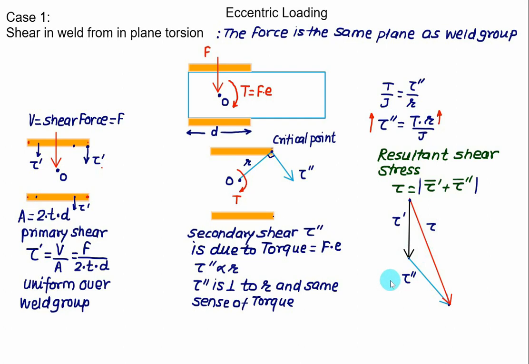Second procedure is that we can resolve the tau prime into two values. One is the horizontal component and the other the vertical component. The vertical component will be added to tau prime and the horizontal component will be added. Since the two components are perpendicular, we can use Pythagoras to find the resultant value of tau. That procedure we are going to discuss now.